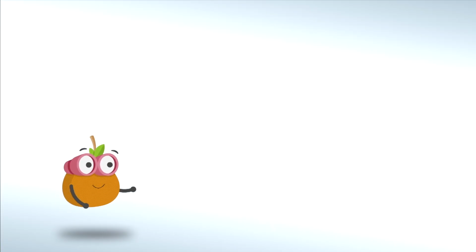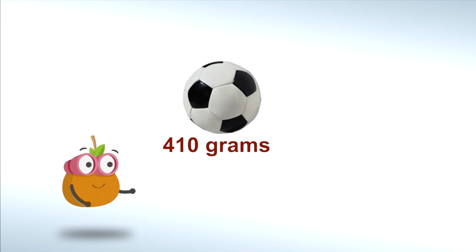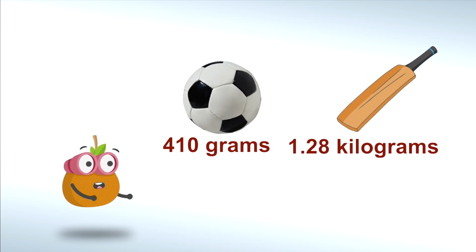Wow, it is interesting. It means the weight of a football is 410 grams and the weight of a cricket bat is 1.28 kilograms. Thus, a cricket bat is heavier than a football.